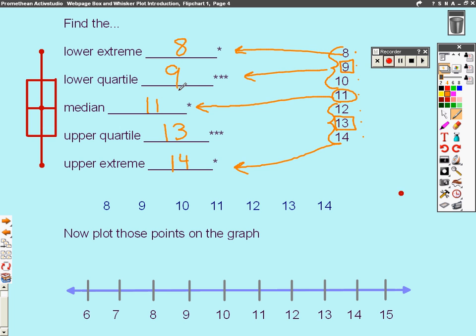So, on a number line, I would put my first dot. I'm going to do it above the line so that you can see it. On 8, my next on 9, the next on 11, then 13, then 14. I want to make a box around the middle 50% of the data. And then I have whiskers going out to the other 2 pieces of data.